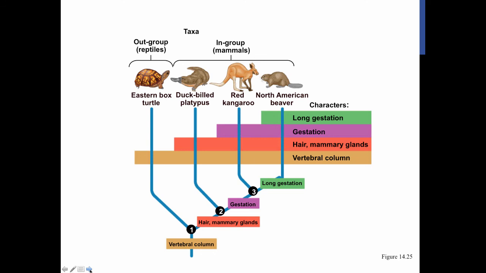So here's another example of a cladistic group. And this shows you how the character would translate. So this would be a 1 and a 1. Anything where there's no colored line would be the 0 on the character table. So this shows you the relatedness between the eastern box turtle and the duck-billed platypus, red kangaroo, North American beaver.